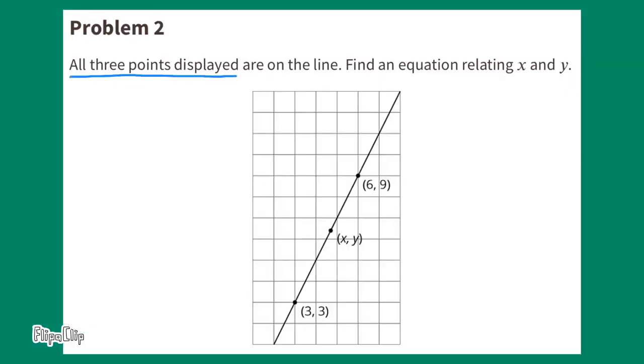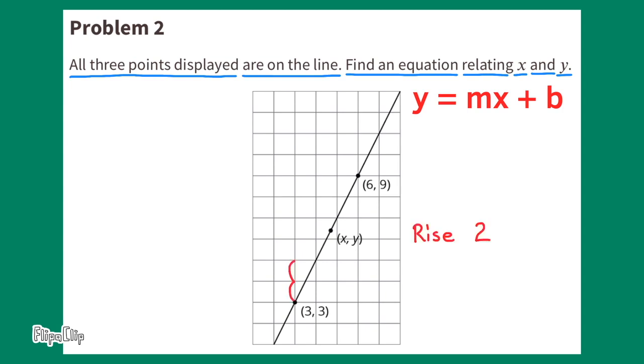Problem number 2. All 3 points displayed are on the line. Find an equation relating x and y. Again, I'll use the equation y equals mx plus b. I'll need to figure out the value for m, which is the slope of the line. With this graph and this line, it's pretty easy to use the rise over run method. And you can see from this point, it rises up 2 and over 1. So the slope is 2 over 1, which is the same as 2. So I can substitute the m with a 2.